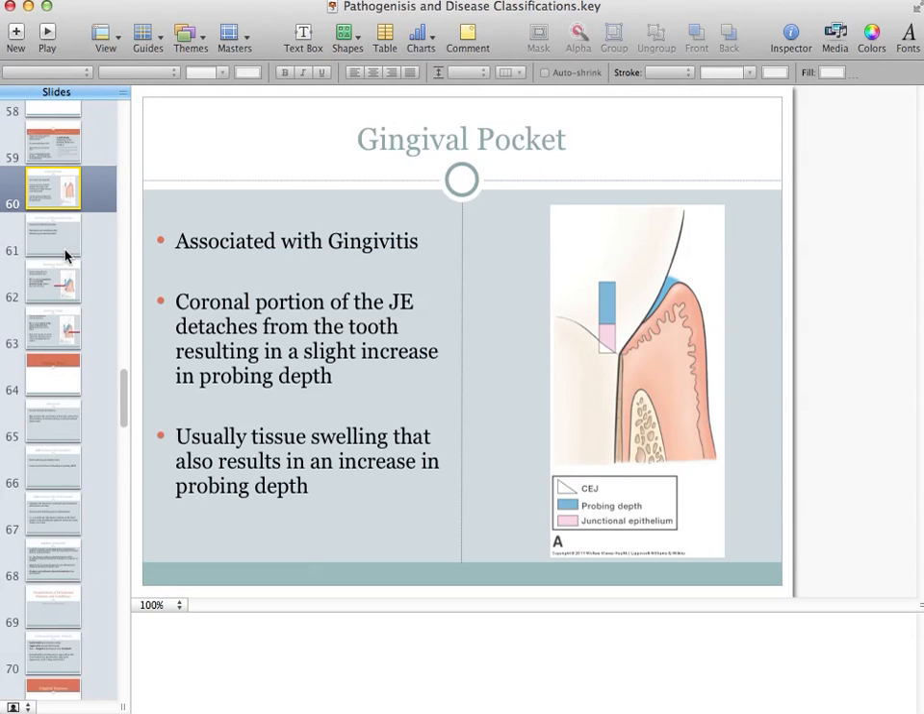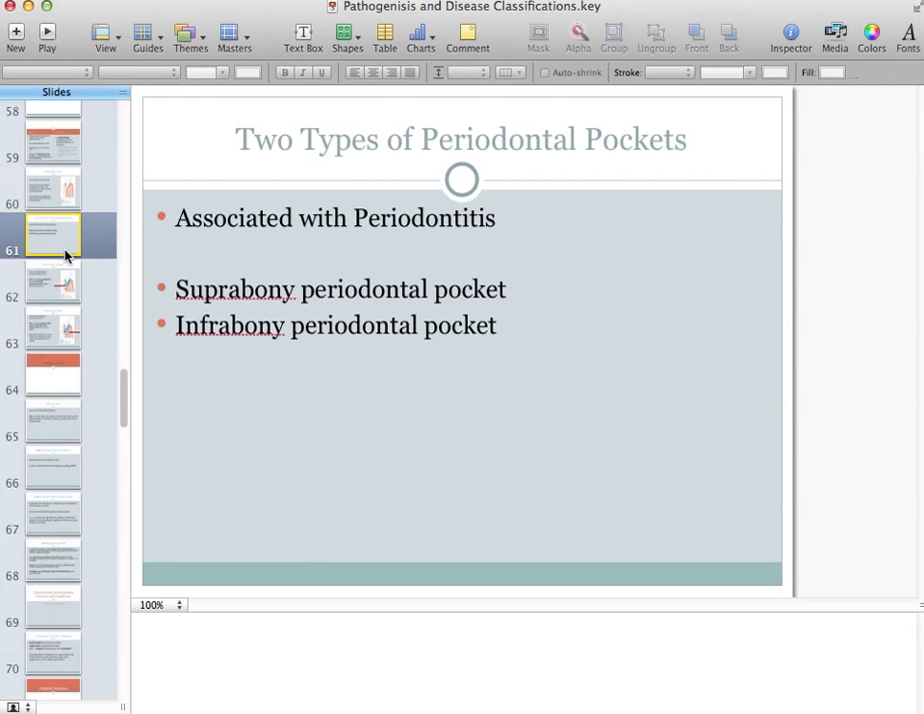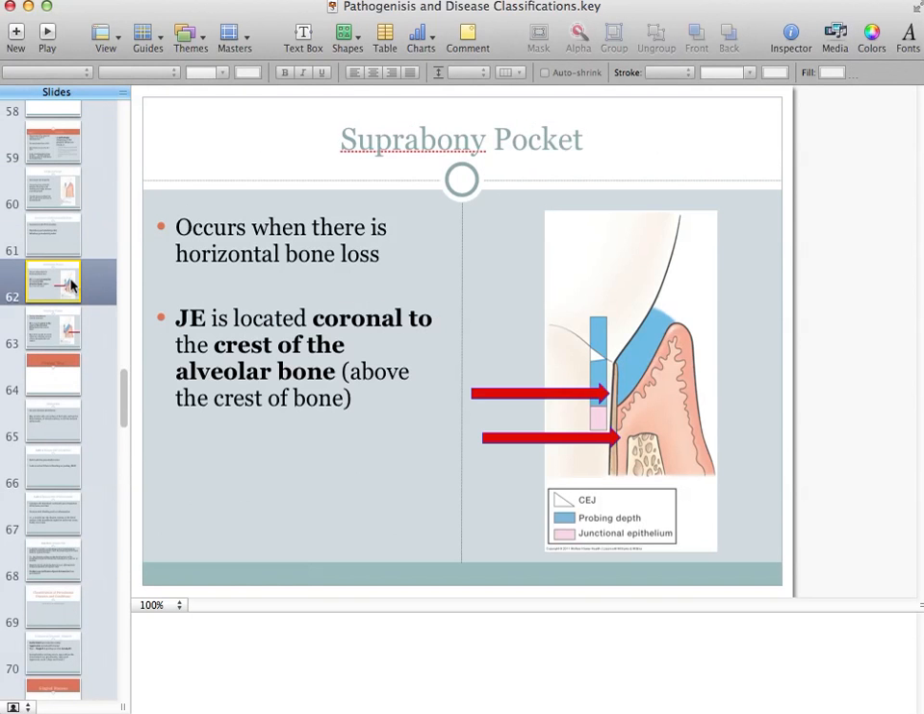So again, gingival pocket, seen in gingivitis. A coronal portion of junctional epithelium detaches from the tooth, resulting in a slight increase in probing. Tissue swelling also increases the probing. And then you have perio pockets. So for perio pockets, you can have a suprabony pocket and an infrabony pocket.